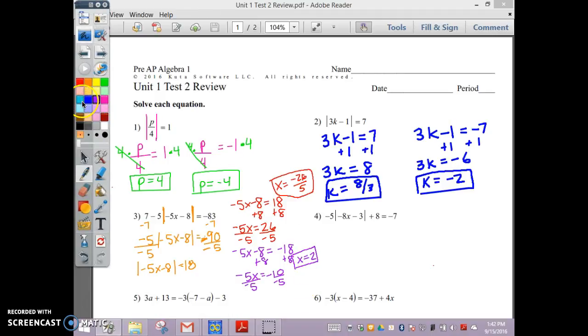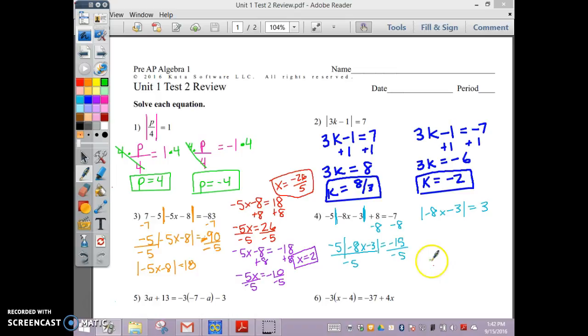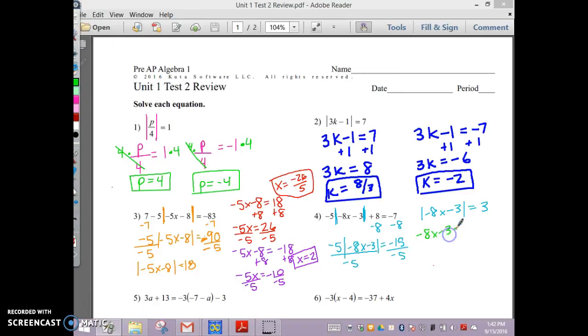Number 4 works similarly to number 3. I have to isolate this absolute value first. So I will subtract 8 on both sides. I will divide both sides by -5, leaving me with the absolute value of -8x minus 3 is equal to 3. Now I'm going to set up my two cases. -8x minus 3 equals 3, and -8x minus 3 equals -3.